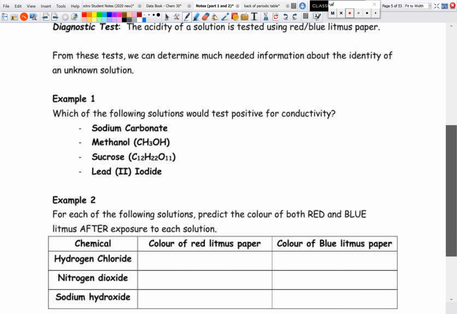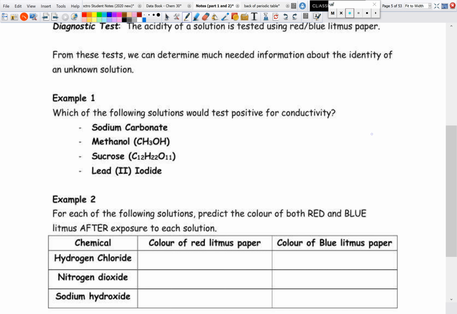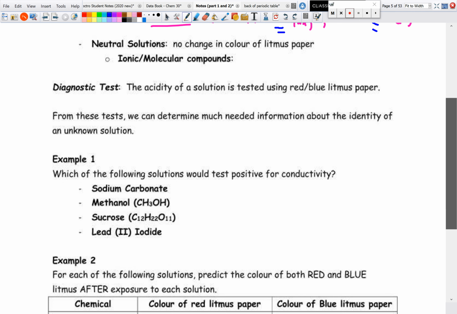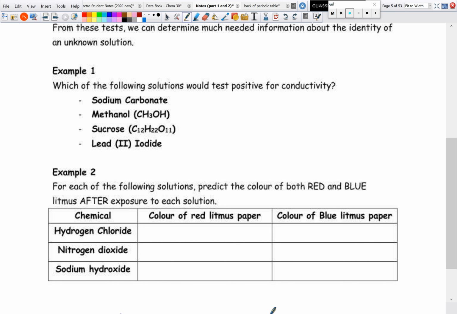So for example, using the whole idea of conductivity and acid-base tests, we can start using these diagnostic tests right here and try to figure out what's going to happen with some of these solutions. So example 1: which of the following solutions would test positive for conductivity? Now remember, for conductivity, we're looking for soluble ionic compounds.